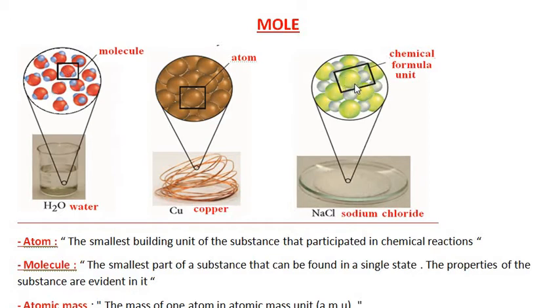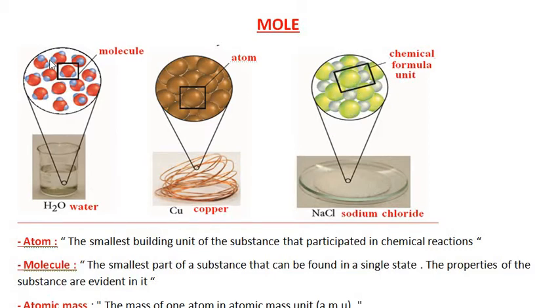The formula is NaCl because the ratio between sodium and chloride ions is 1:1. So NaCl, not NaCl2, not Na2Cl. The ratio is 1 and 1: 1 sodium, 1 chlorine. So its formula is NaCl. But here there are 2 hydrogen atoms and 1 oxygen, so it is H2O. But this is a covalent compound. This is an ionic compound.